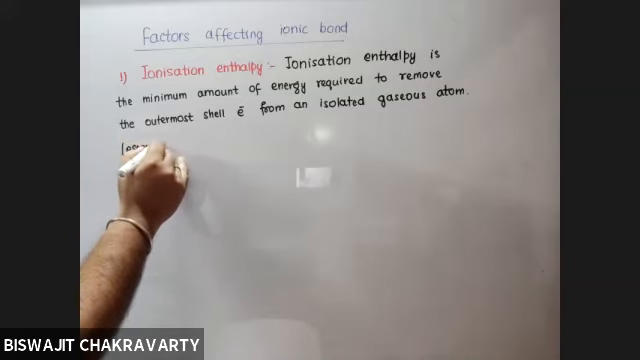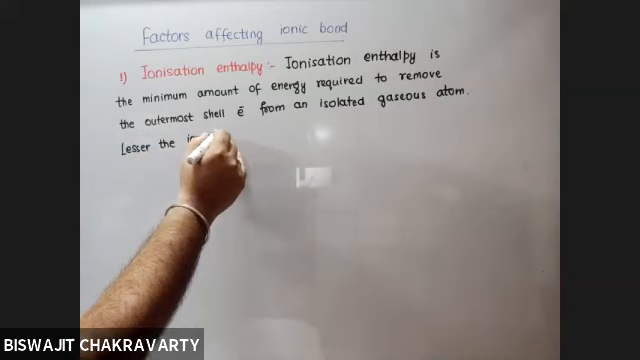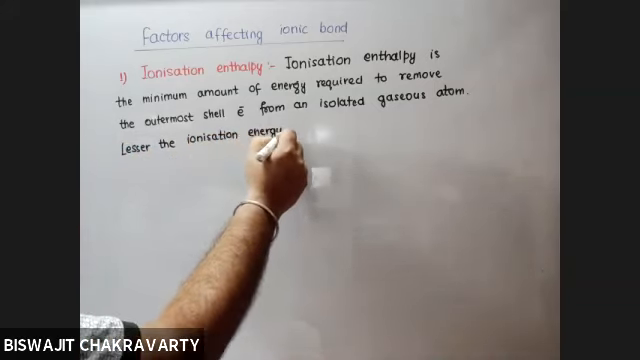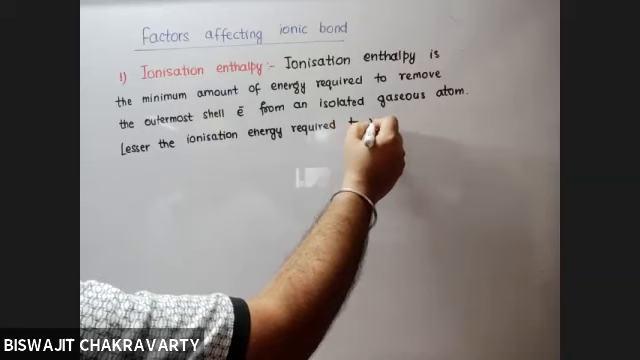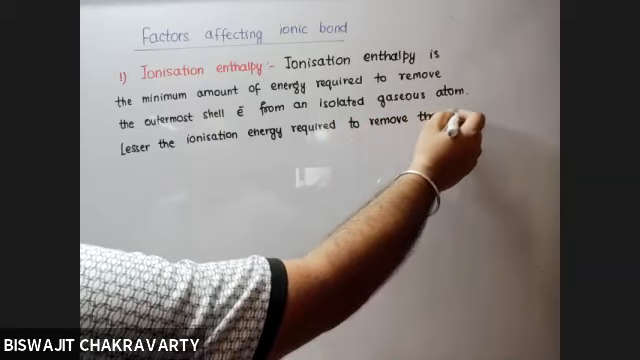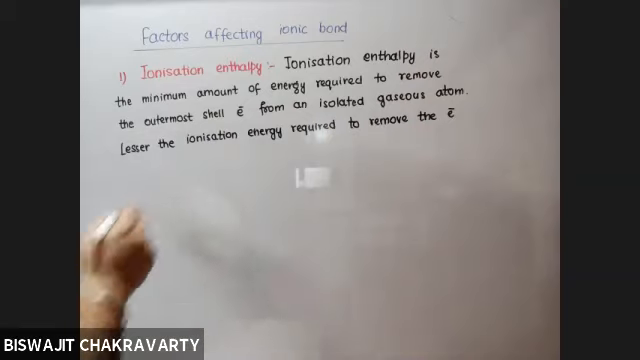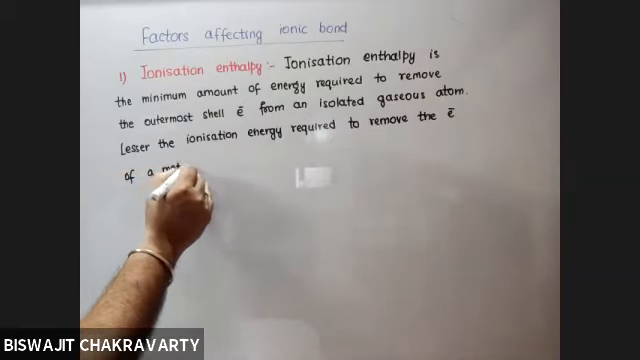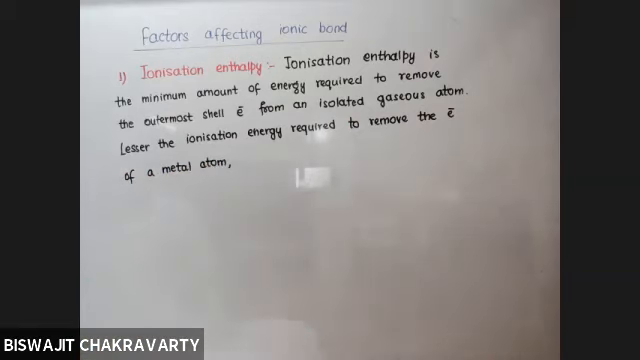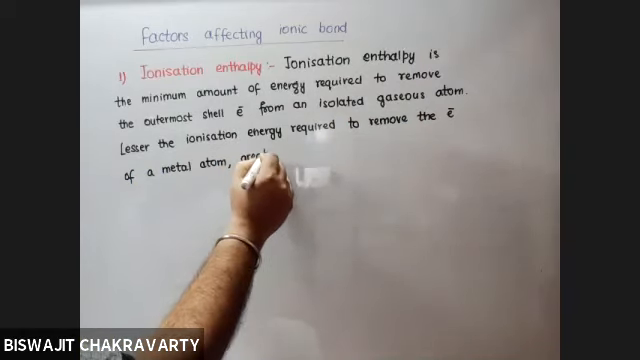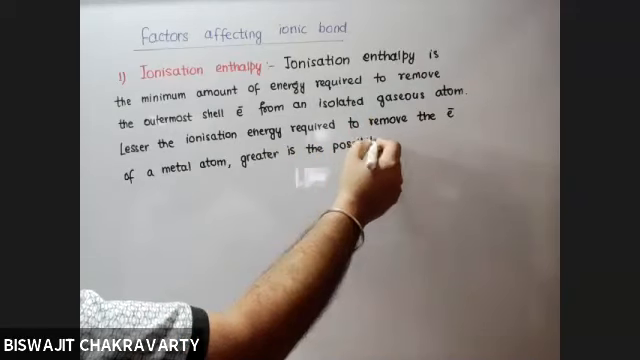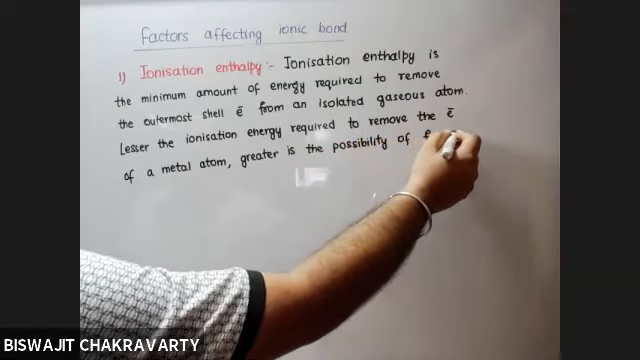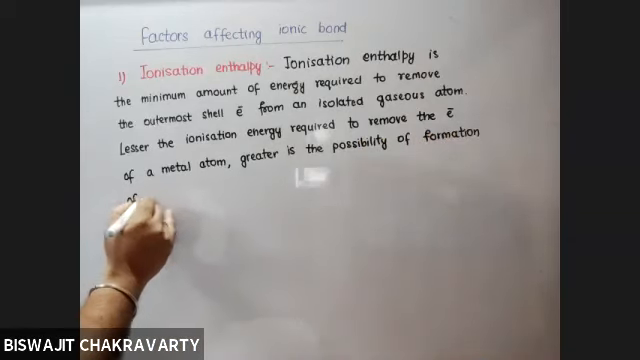Lesser the ionization energy required to remove the electron of a metal atom, greater is the possibility of formation of cation.